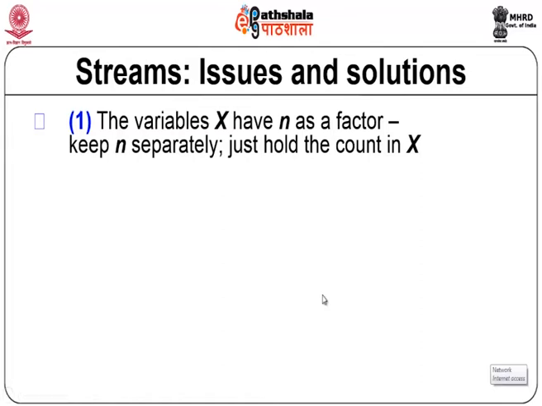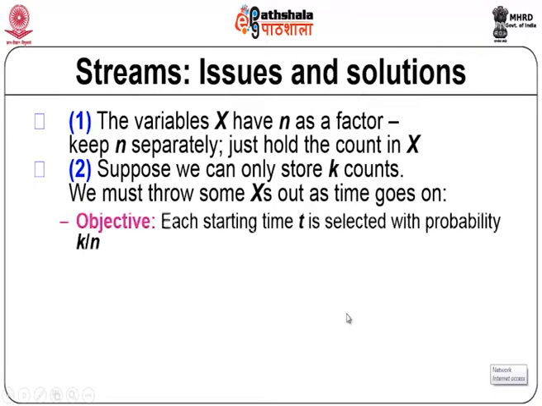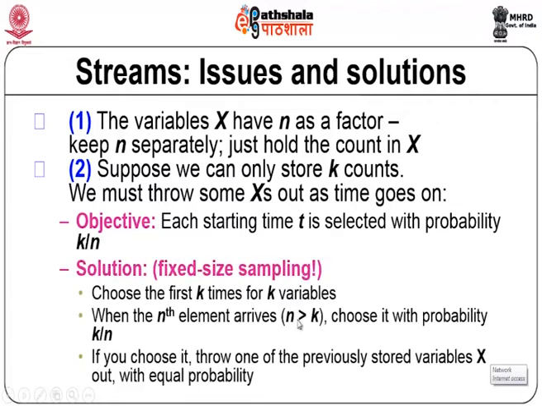Suppose you have a variable x and n as a factor, then you can keep n separately and just hold the count of x alone. Suppose you can only store k counts, then what you can do is ignore x for a specific time and later onwards consider the values of x. Here the overall objective, whether scenario 1 or scenario 2, is that at a starting time t, you will have to choose the probability k by n.